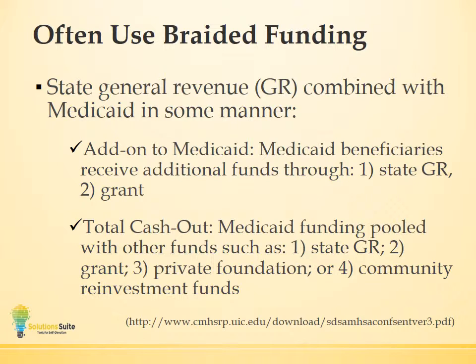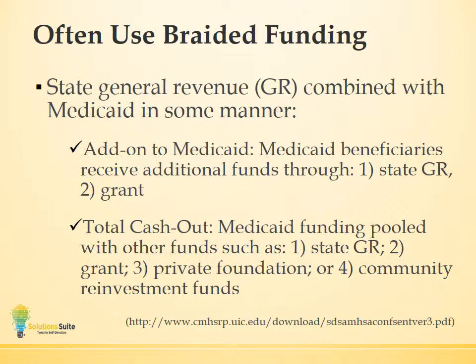Many SDC programs use a braided funding approach. Braiding refers to combining different funding sources in a manner that allows the individual sources to be followed, much like being able to see the different strands of hair that make up a braid. Often, state general revenue funds are combined with Medicaid funding in some manner.